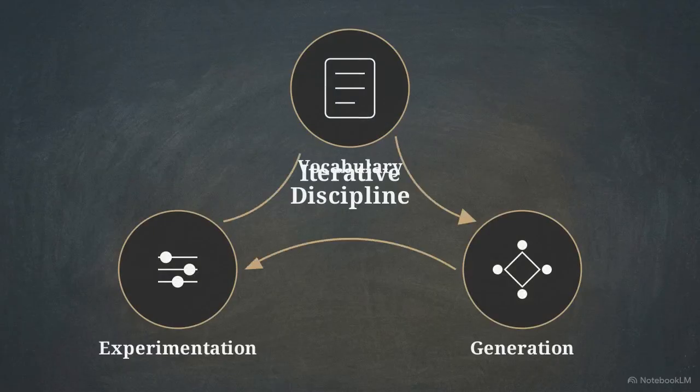Artificial video generation is a highly iterative discipline that rewards precise vocabulary and methodical experimentation.